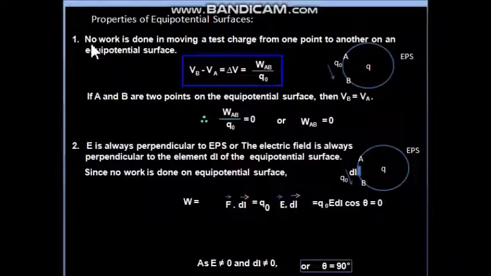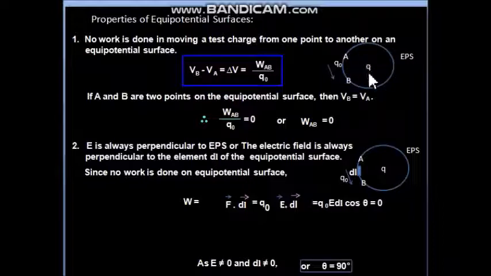Property 1 says no work is done in moving a test charge from one point to another on an equipotential surface. No work is done in moving the test charge over EPS. So to understand this property, we will be taking the help of a diagram.